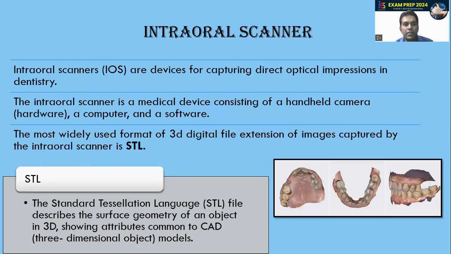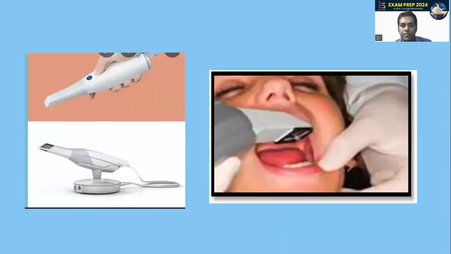Now, regarding intraoral scanners, they are devices for capturing direct optical impressions in dentistry. The intraoral scanner is a medical device consisting of a handheld camera, that is hardware, a computer, and software. The most widely used format of 3D digital file extension of images captured by an intraoral scanner is STL. STL means the standard tessellation language file, and this file describes the surface geometry of an object in 3 dimensions, showing attributes common to CAD 3-dimensional object models.